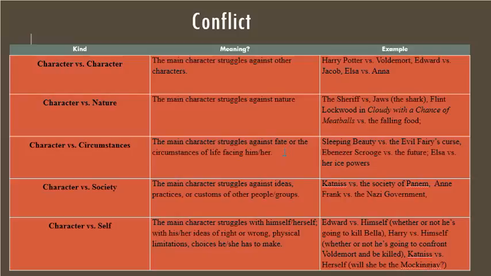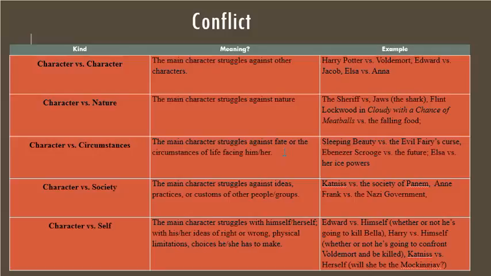Next, you have character versus society, where the main character struggles against ideas, practices, or customs of other people or groups. And this can be exemplified in Katniss versus the Society of Panem, or Anne Frank versus the Nazi government. So those are societies that have been set up that these characters have to go against.